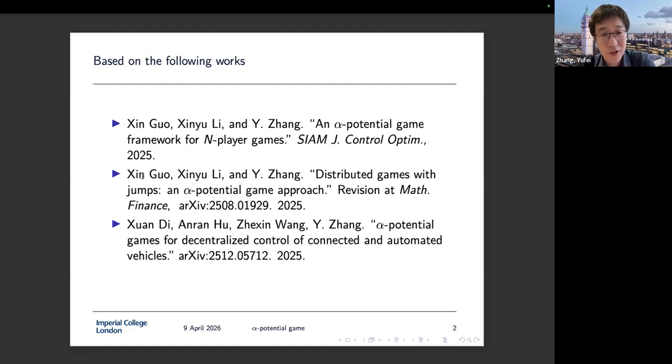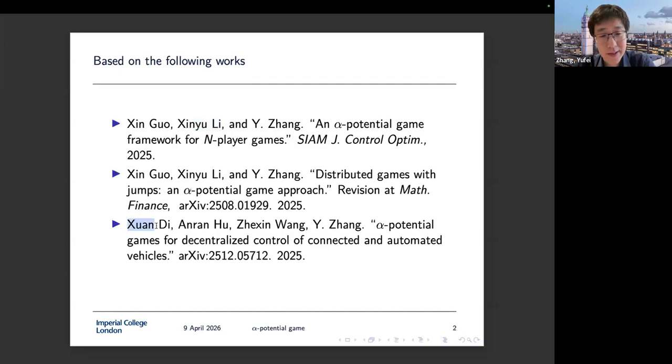In the first two papers, we essentially lay down the theoretical foundation of this alpha potential game framework. These two papers are together with Xingguo from industrial engineering and operations research at UC Berkeley, and also Xinyu Li. When we worked on this project, Xinyu was a PhD student of Xin at Berkeley, but now Xinyu is doing a postdoc in Oxford.